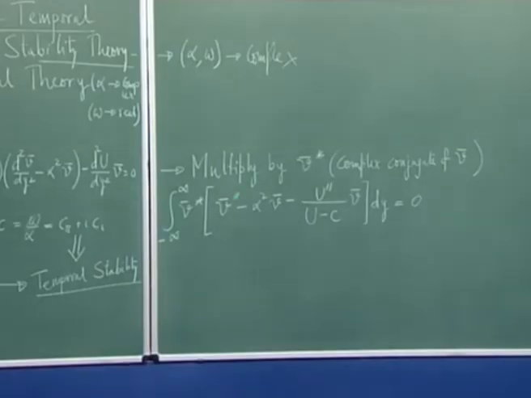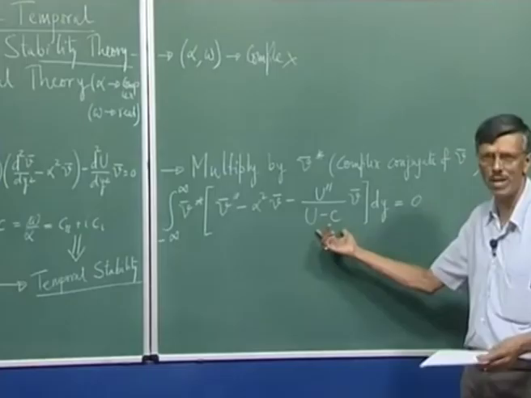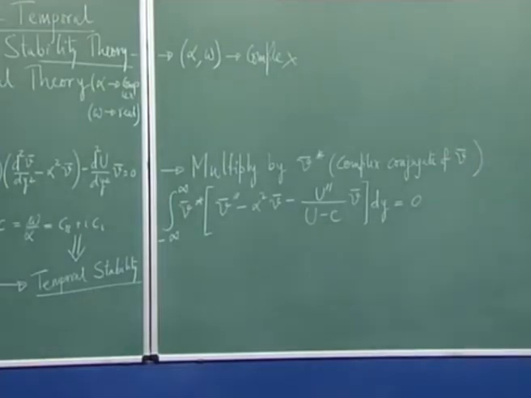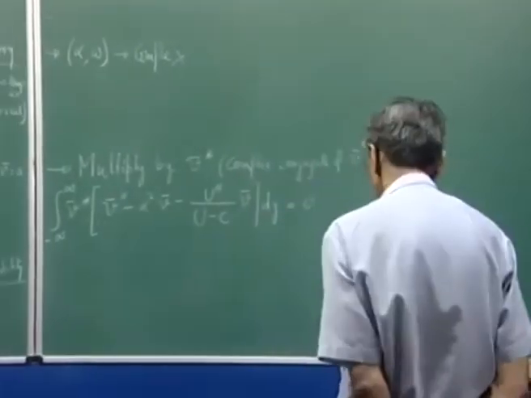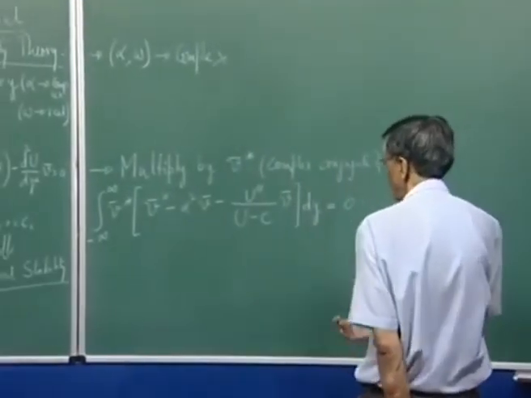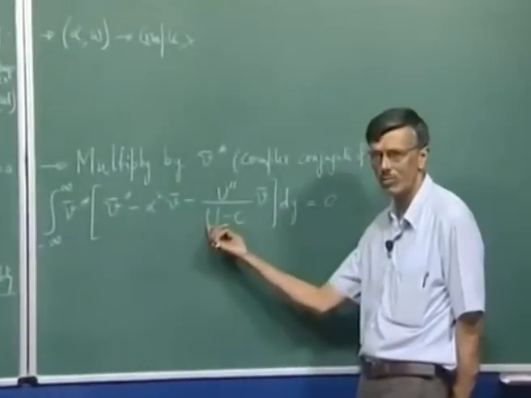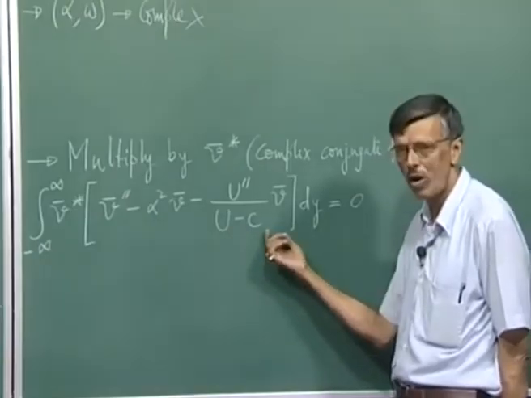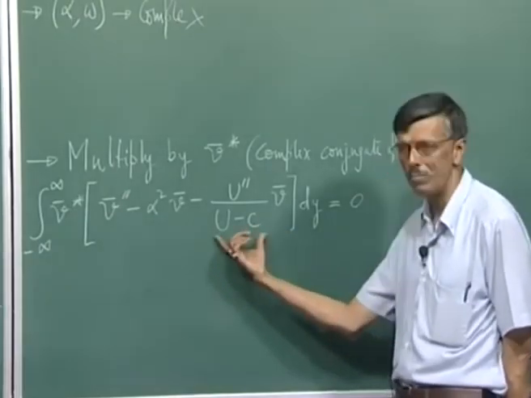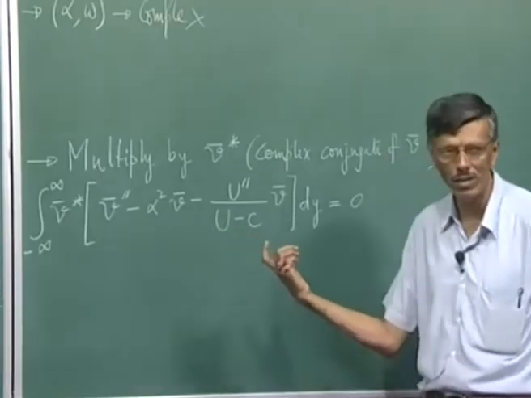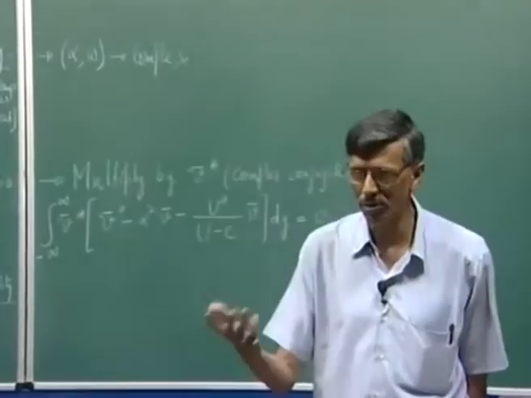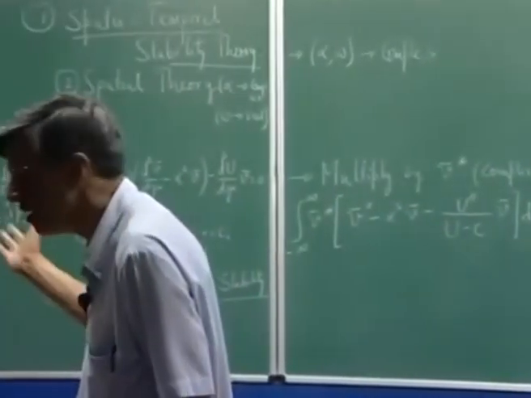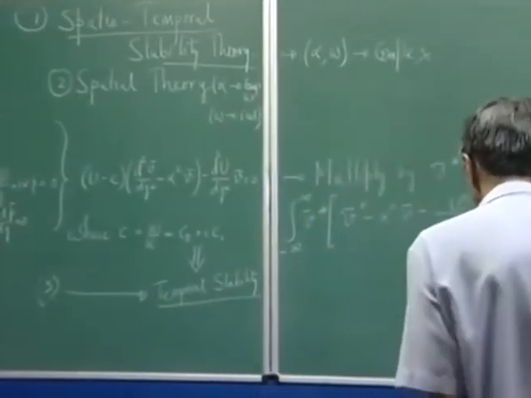Now, some of you may already be worried: why am I trying to divide this? What happens if this becomes 0? Then we will be in all kinds of trouble. However, you realize that u is a quantity that is real, the equilibrium flow velocity, while c is complex. So, the real part can match, but still you would be left with the imaginary part. So, the chance of dividing by 0 is precluded when we are studying a temporal stability problem.